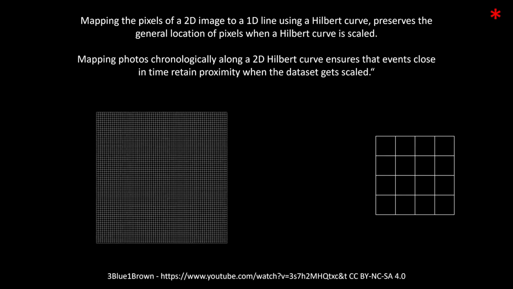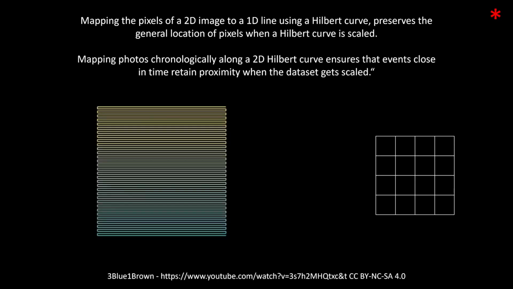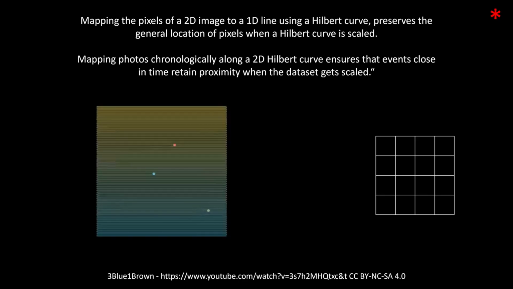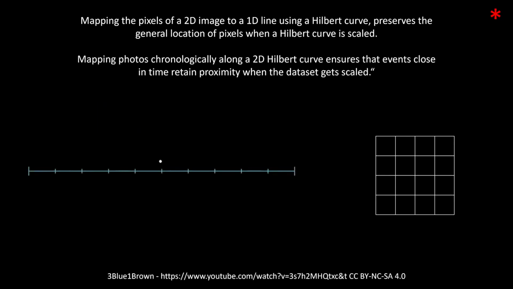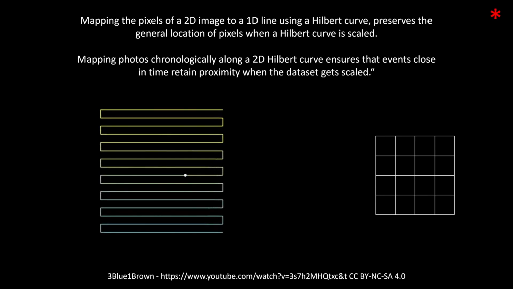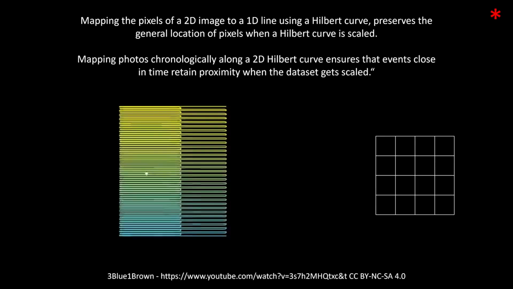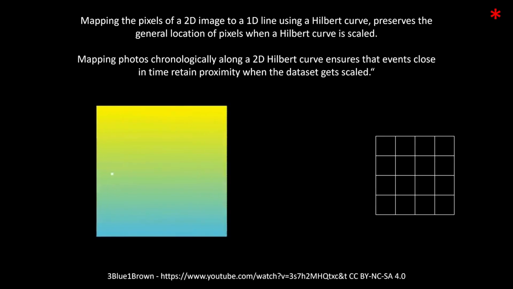Increase the resolution of the camera's image from 256 by 256 to 512 by 512. If you were using the snake curve, as you transition to a higher resolution, many points on this frequency line would have to go to completely different parts of pixel space. For example, let's follow a point about halfway along the frequency line. It'll end up about halfway up the pixel space, no matter the resolution, but where it is left to right can differ wildly as you go from 256 up to 512.